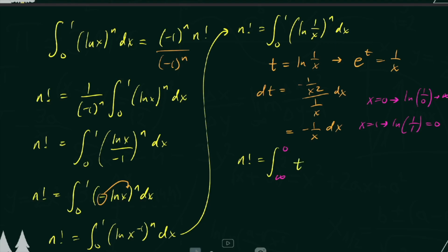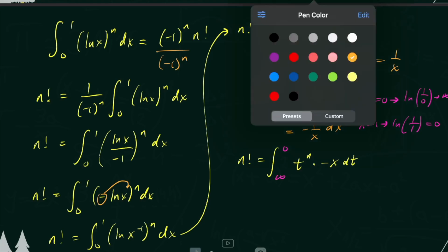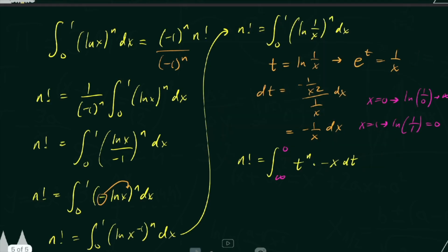Right now we have t to the power of n times our dx, negative x dt. But now we still have an integral that still has the x. Well, let's take a look at this value here. e to the t is equal to 1 over x. So guess what? We can also say that e to the negative t is going to equal x. And now we found the value for our x. We're going to plug that into our integral there.